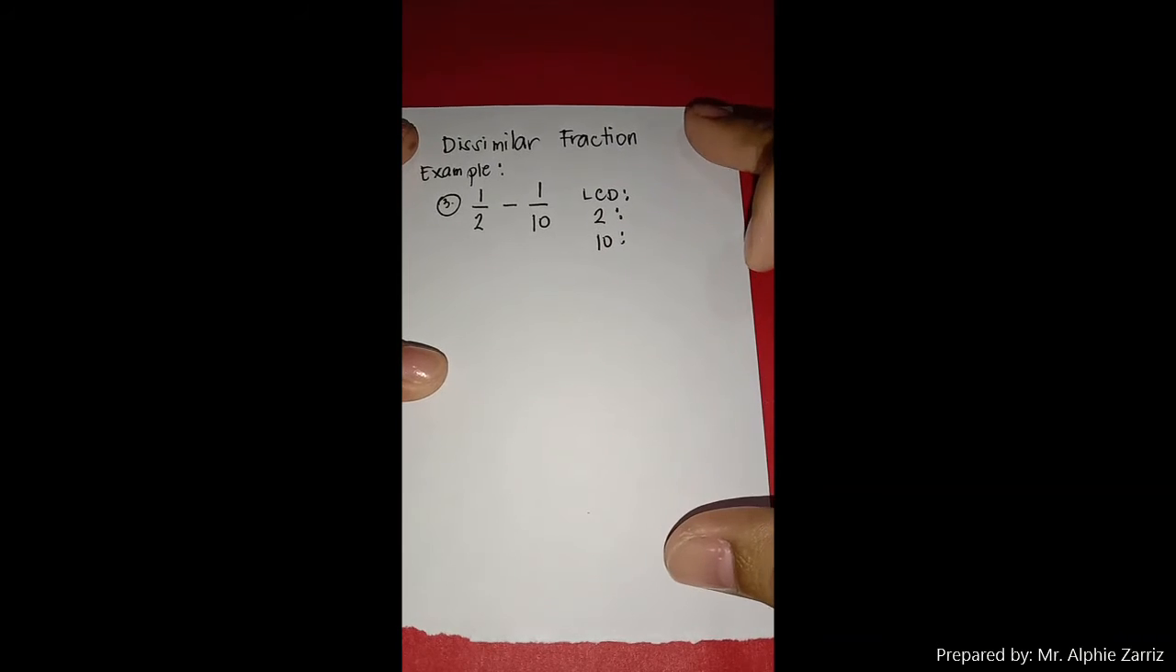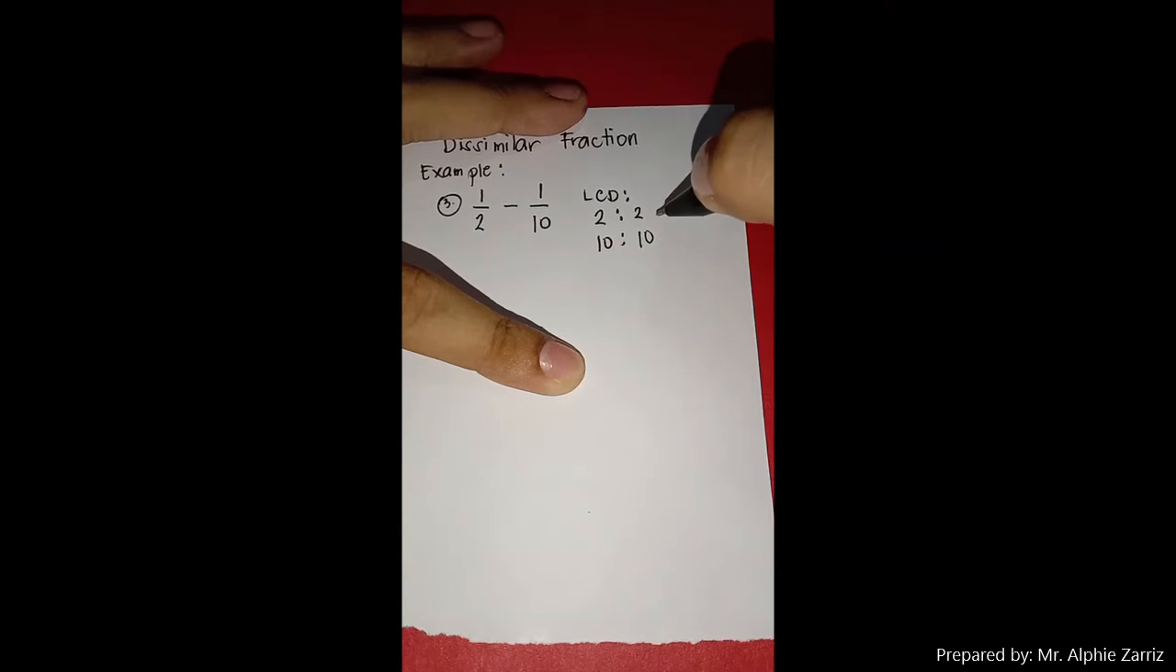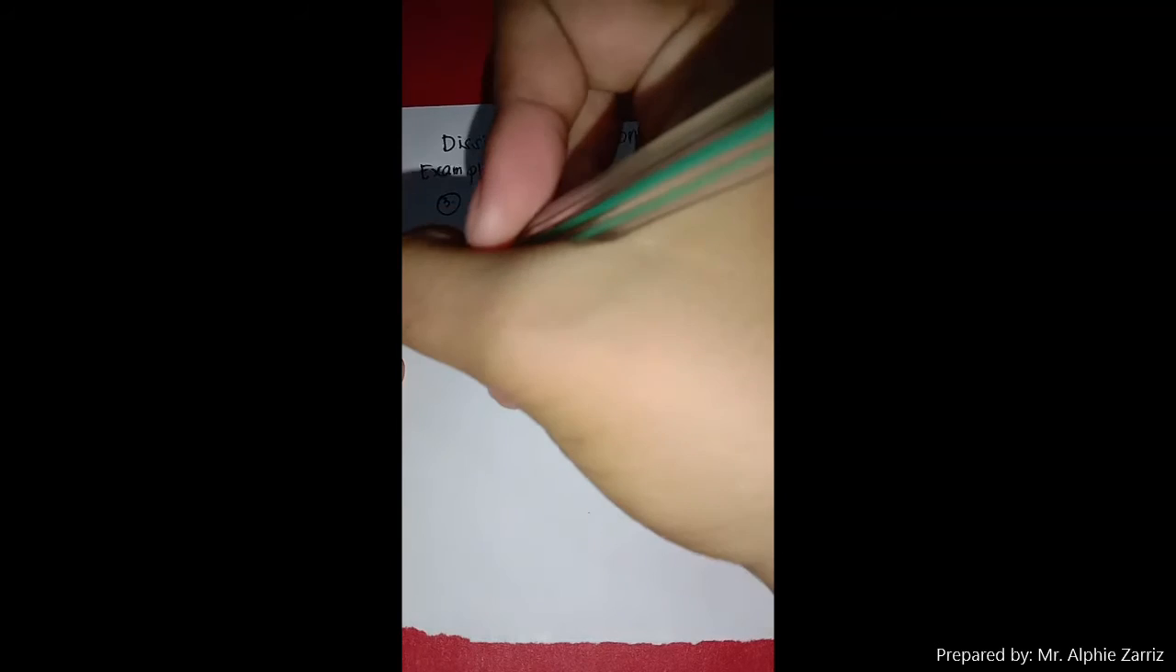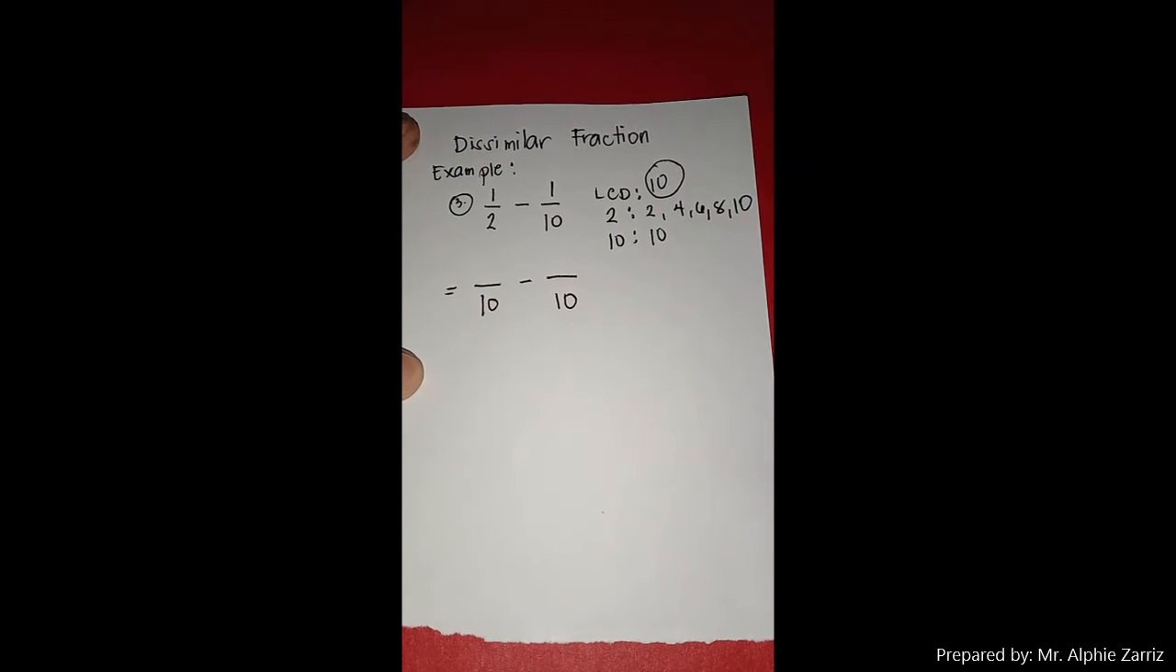So we have 2 and 10. We have here number 2, then number 10. 2, 4, 6, 8, and then we have 10. So our LCD is 10. Therefore, this is what we will put as our new denominator, which is 10. The next step is we need to multiply the numerators by the factors we got here.